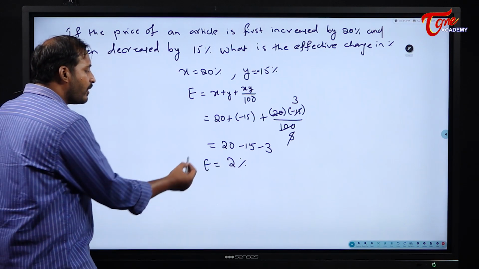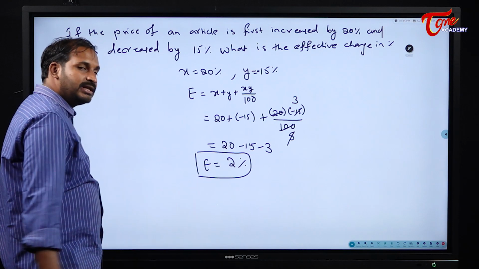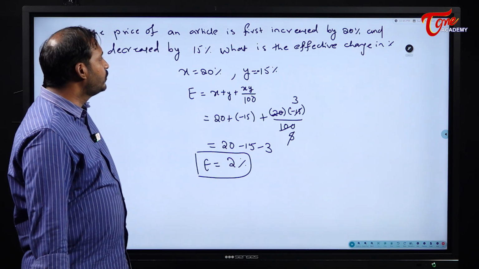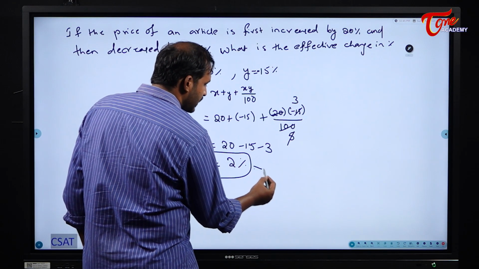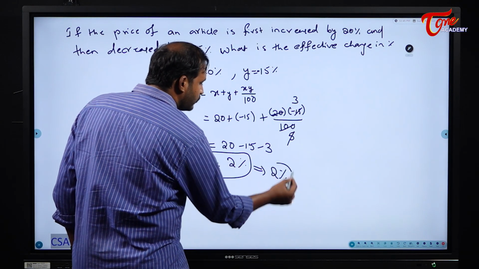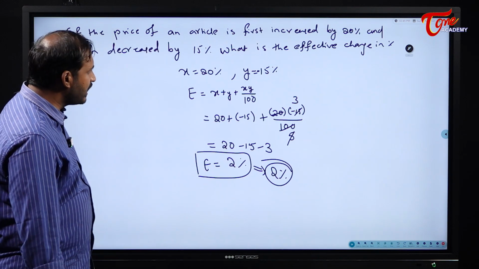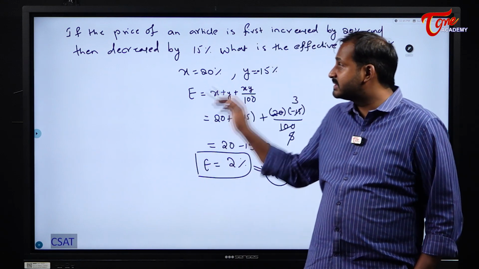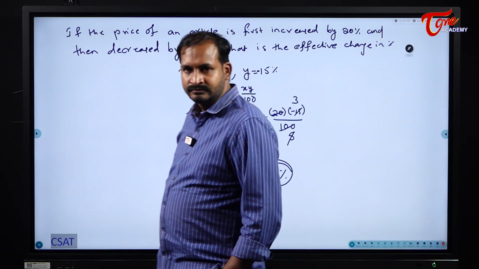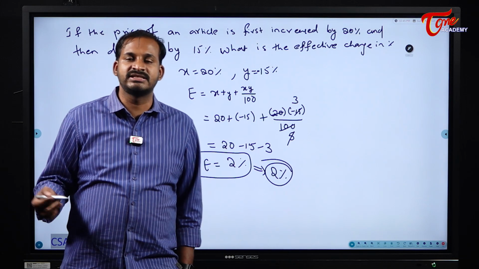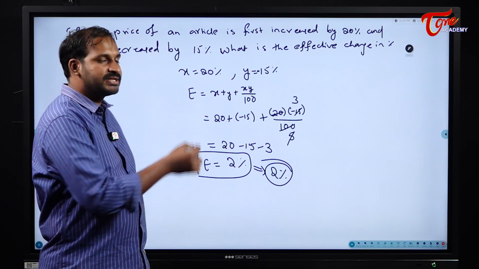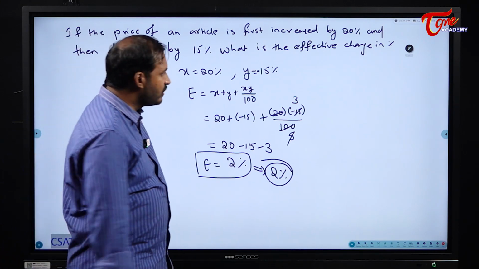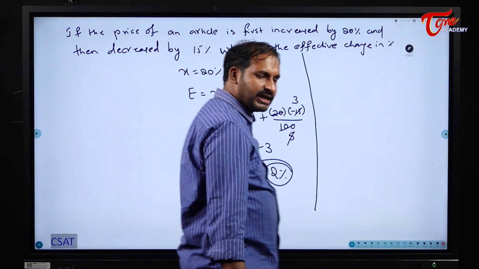Whether you got a positive value or negative value? Positive value. If you get a positive value, that means what? Effectively the price will be increased by 2%. Please be careful students. What happens is, sometimes if you don't know the concept, the price is increased by 20% and then decreased by 15%, so there is a chance of writing your answer as 5% by directly subtracting 20 minus 15. But that is wrong.